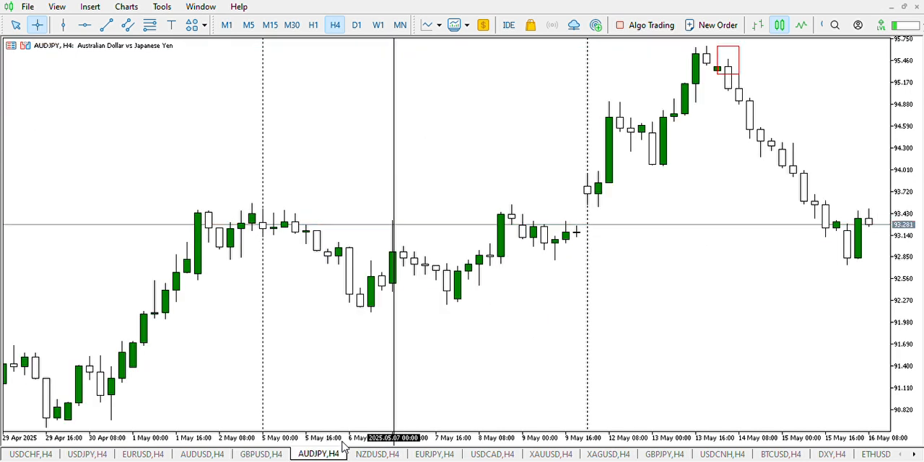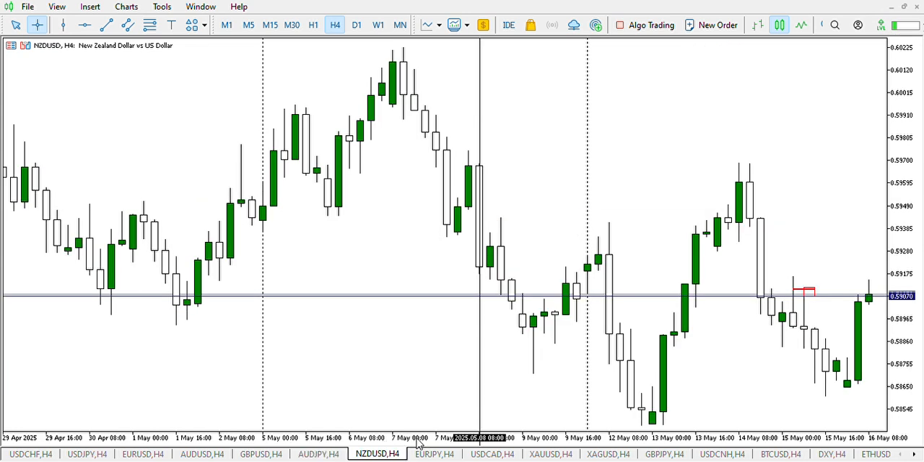On AUD JPY, we expect this to close as a bearish candle, a strong impulsive move that breaks the low of the day, then we can conclude that the Aussie will weaken against the Japanese yen. On NZD USD, we expect this candle to make an impulsive move from the sellers, break the low of the day, then we can conclude that the New Zealand dollar will weaken further against the US dollar.